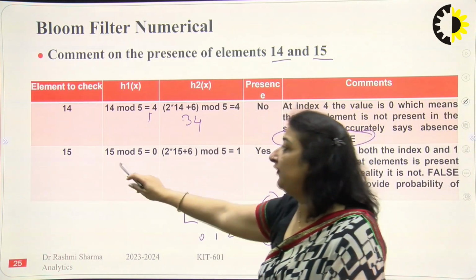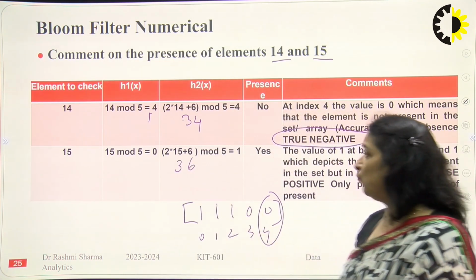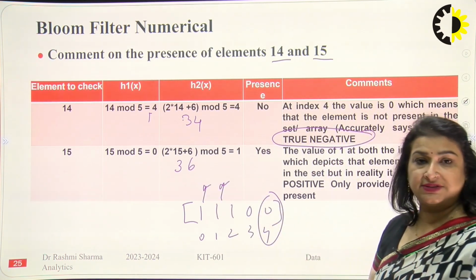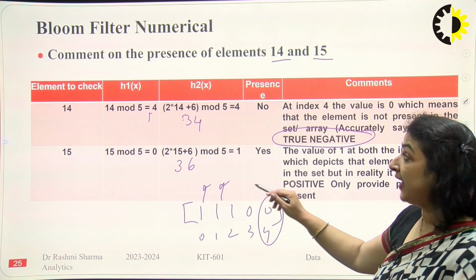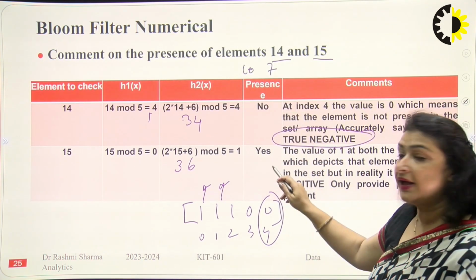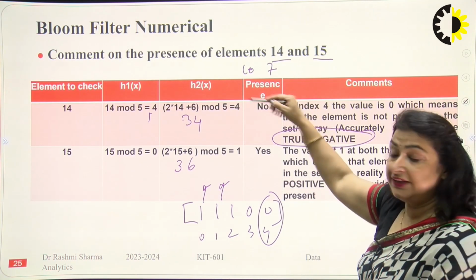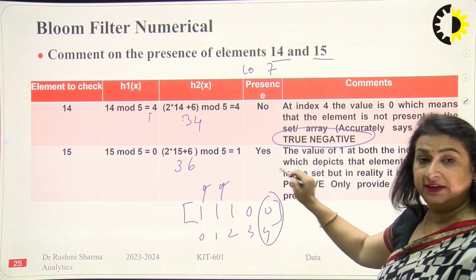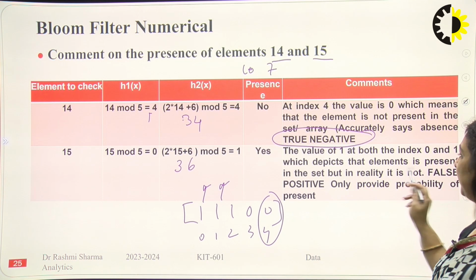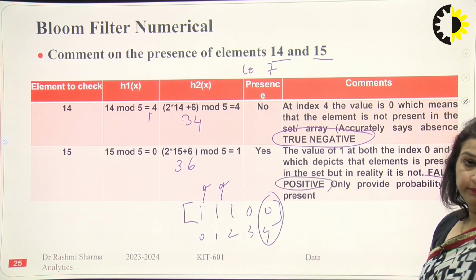For 15, 15 mod 5 gives you 0. 2 into 15 is 30, plus 6 is 36, mod 5 gives you 1. And if I see bit 0 and bit 1, both are 1. So yes, it may exist. But actually I have inserted only 10 and 7. I have not inserted 15. But it is giving me the answer that 15 exists. This is a false positive. Here it actually doesn't exist in my database, but it is telling me it exists. So the value 1 is at both index 0 and 1, which depicts that the element is present, and so it is called a false positive.